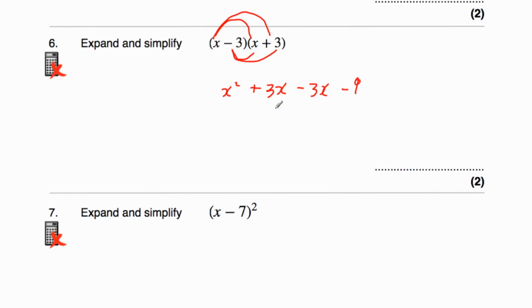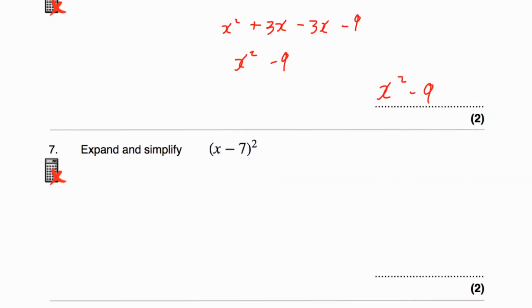Now we need to simplify it, so we need to look at our terms in the middle. We've got 3x take away 3x. Well, 3x take away 3x is no x's, or 0. So they will just become 0. So we're going to have x squared, they're going to become 0, and then we're going to be left with minus 9. So the answer would be x squared minus 9.